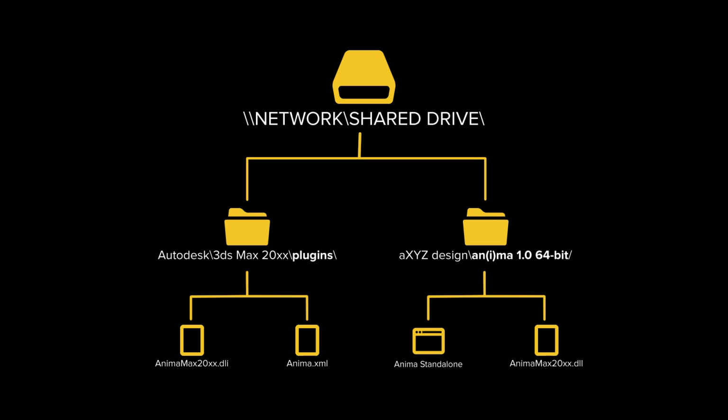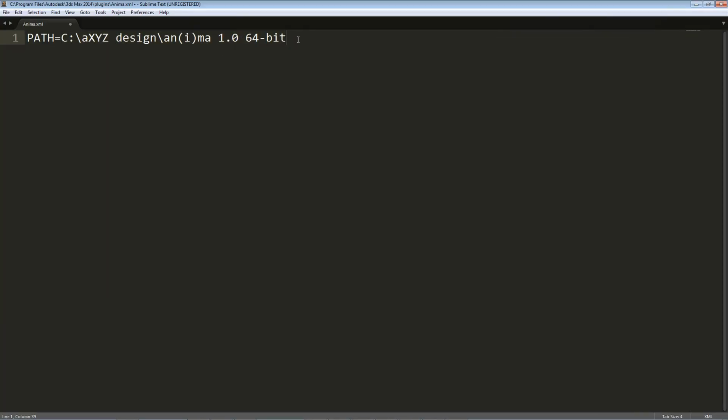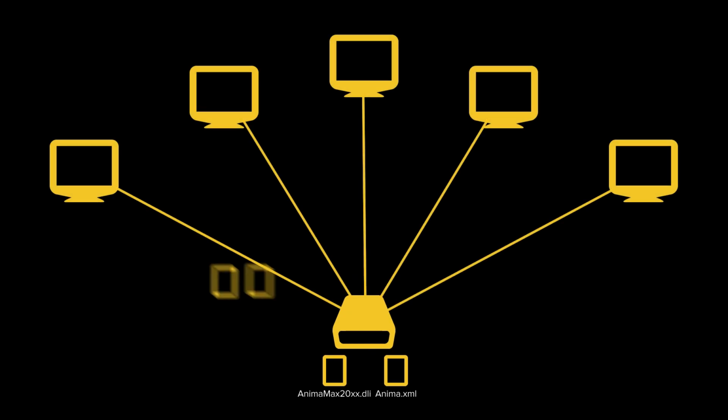Edit Anima XML and ensure you use a network path to the Anima Standalone software. To complete the installation, for each computer on the network, copy Anima Max DLI and the edited Anima XML file to the plugins folder in the 3ds Max installation directory.